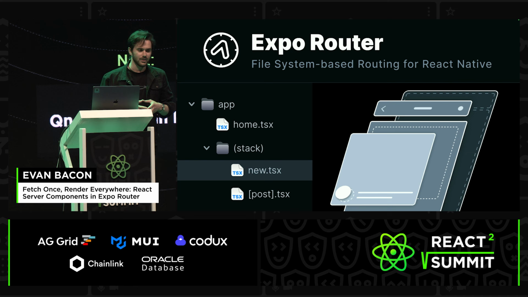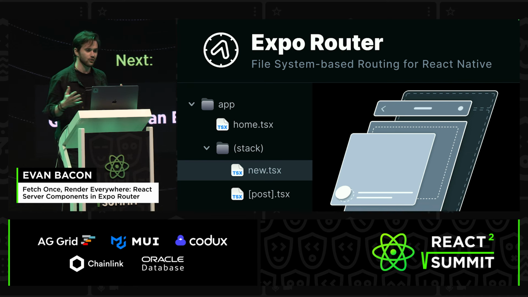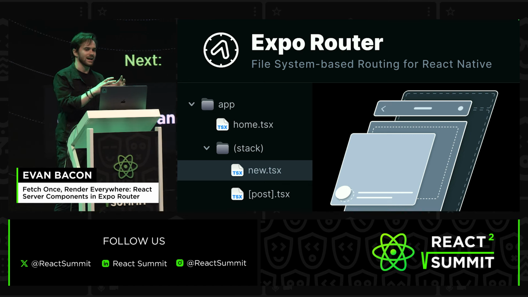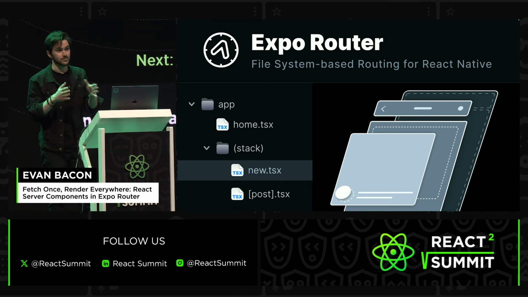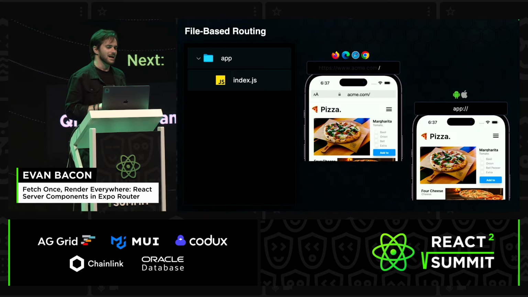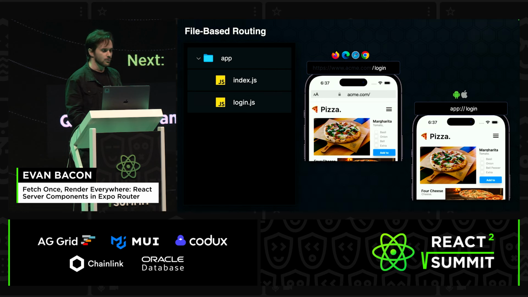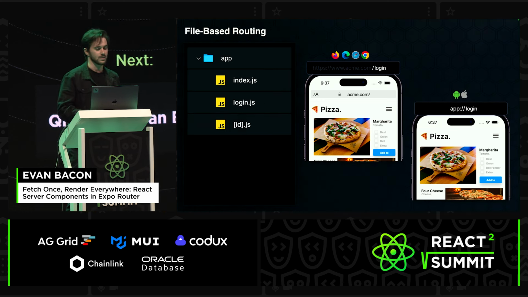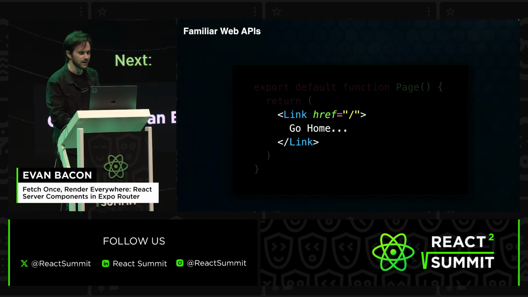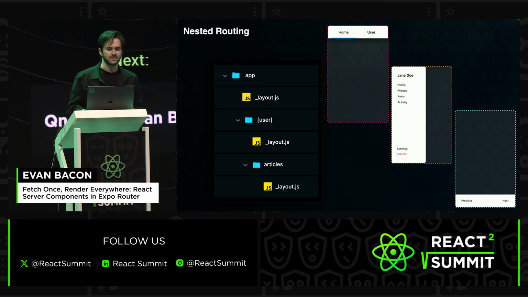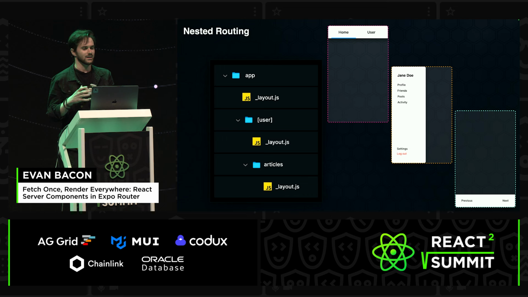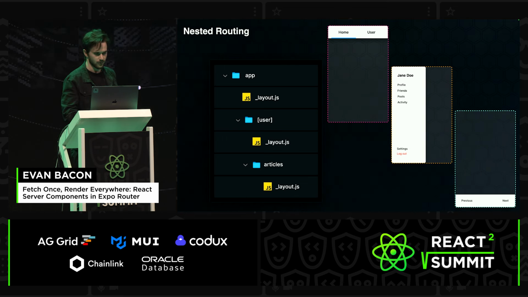Well, I'm Evan Bacon. I'm an engineer and the creator of Expo Router. It's the first file-based routing mechanism for building React apps that run on both web and native platforms from the same code base. Feels like magic. By simply creating files in the app directory, Expo Router instantly creates robust navigation for both your native app and your website. It uses familiar web APIs like link and href to move between routes. And it's also a nested routing system, enabling you to organize routes into folders to establish shared UI like tab bars, headers, drawers, so on and so forth.